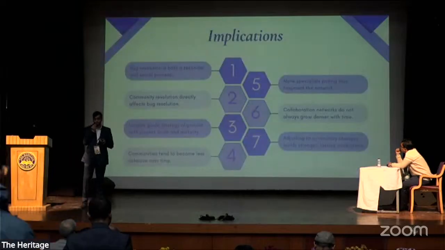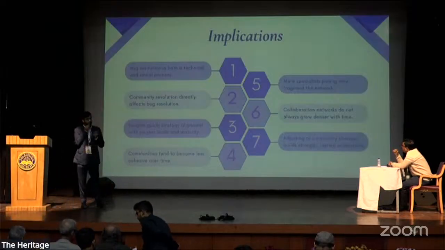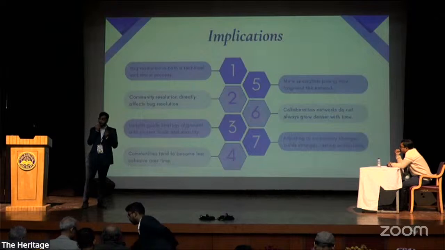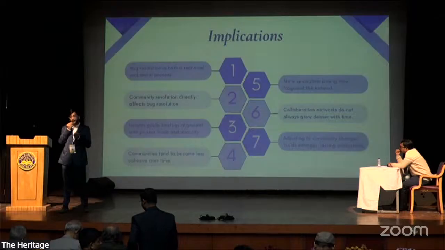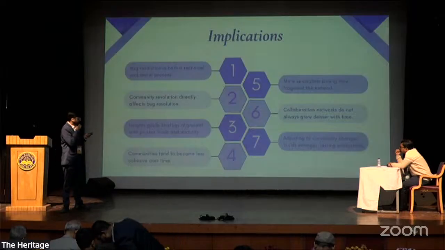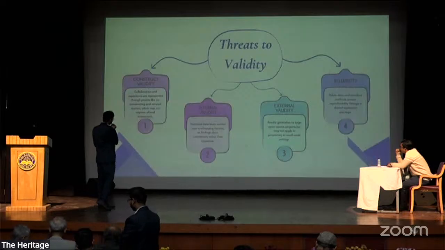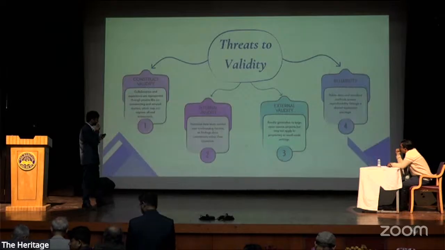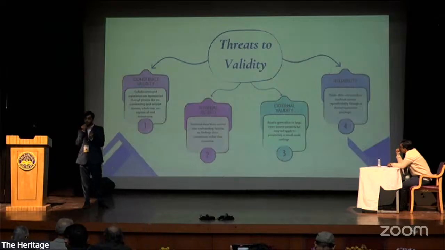What does our research imply? Our research implies that it is not just a technical process but a social one. We have a counterintuitive idea that less collaboration gives us better bug resolution time. Now if we go to threats to validity, we have checked for construct validity, internal validity, and external validity, and the sources of our data sets are reliable and reproducible.